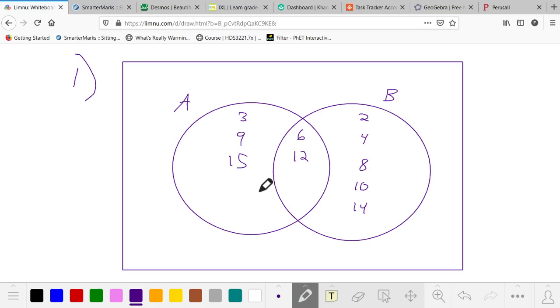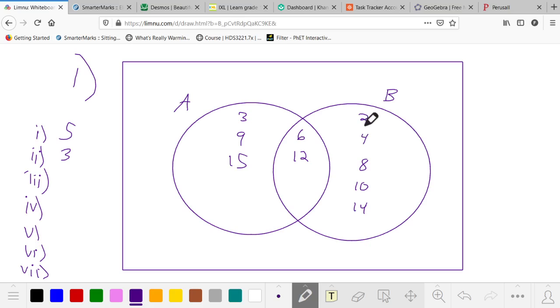Now we have to figure out the number of elements in set A. So we actually have 7 of these little calculations to do. So the number of elements in set A would be 5. The number of elements in A but not in B would be 3.